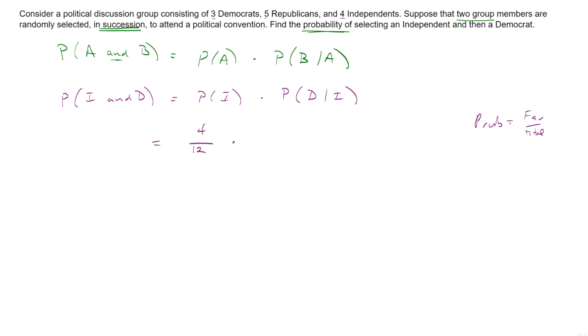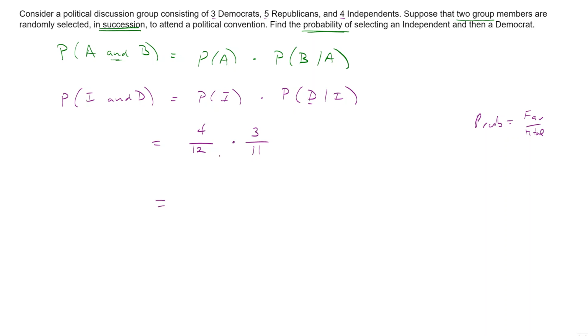Now, suppose I chose an independent. That person sits out. How many are remaining? Now I only have 11 people to choose from. And of those, how many are Democrats? We have 3. So the probability of choosing a Democrat on the second choice, assuming I already picked an independent, is going to be 3 over 11.